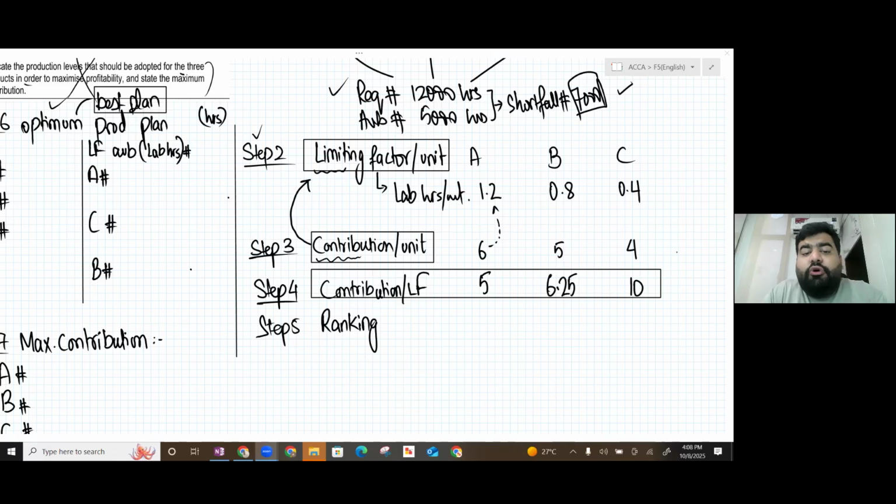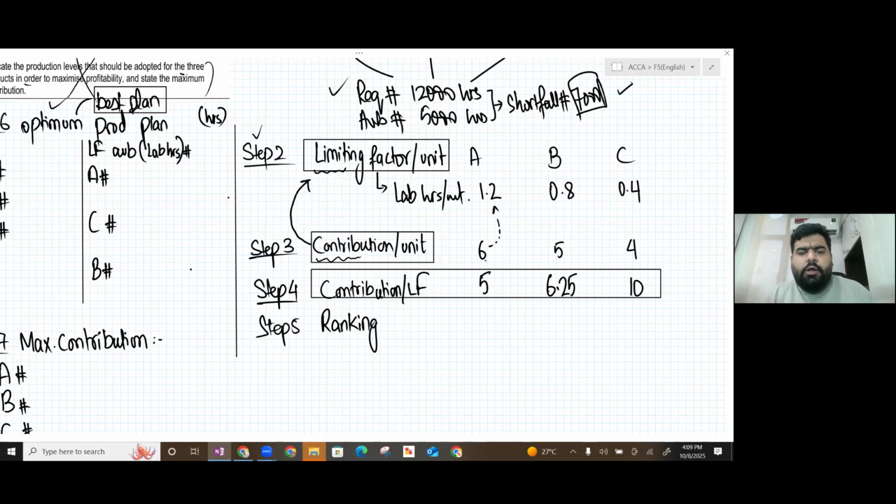Now we have calculated this contribution per limiting factor, where we have just divided the step 3 answers by the step 2 answers. Actually, what is this contribution per limiting factor indicating? It is saying that for one limiting factor, you are earning a contribution of, for example, 5, just like in the case of A. Like if the limiting factor is labor hour, and I'm just elaborating the concept, if you are using one labor hour on product A, it is giving you 5 contribution.